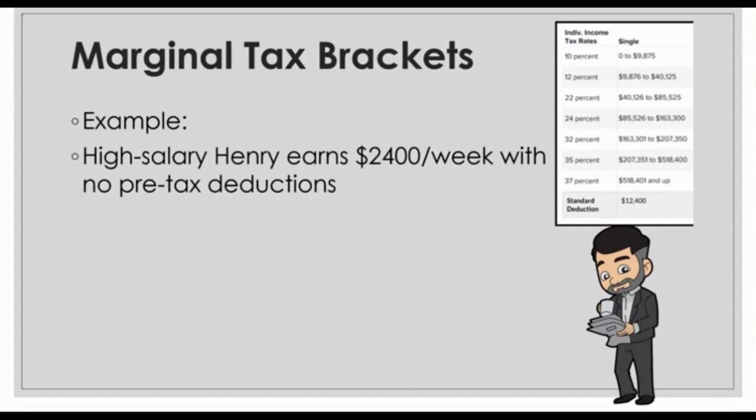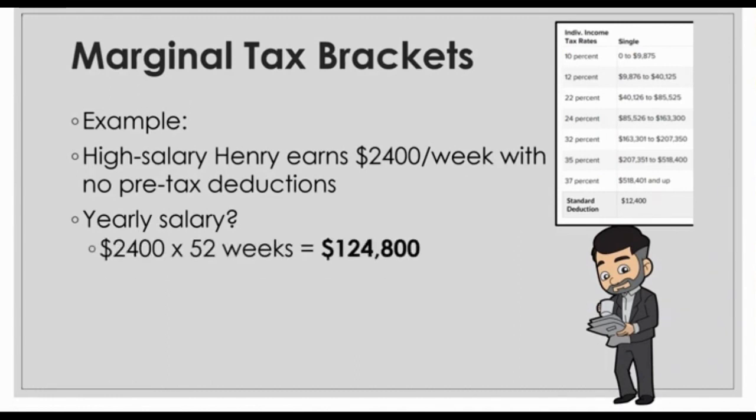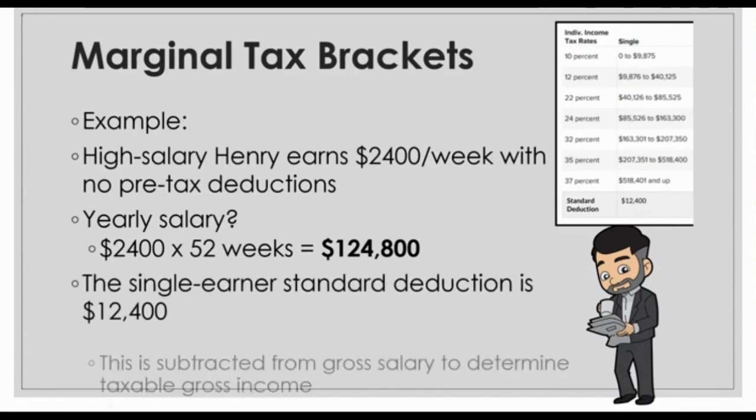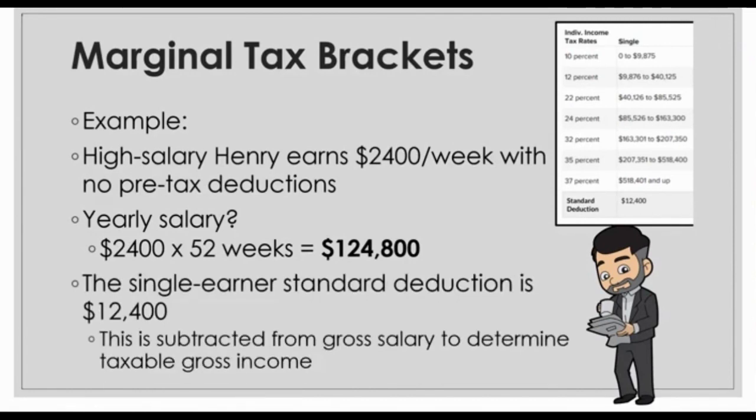Remember that Henry was earning $2,400 a week. So his yearly salary is that 2,400 times 52 weeks in the year, which gets us to 124,800. So he earns 124,800 during the year. The first thing that we can do is subtract this deduction. The government says some of your spending is tax deductible, and we're going to allow you to take that out. So we deduct 12,400 to get down to his taxable income, the number of dollars that are actually taxed.